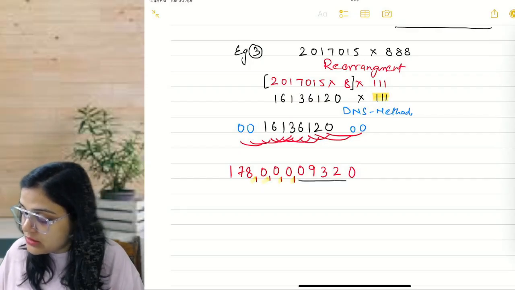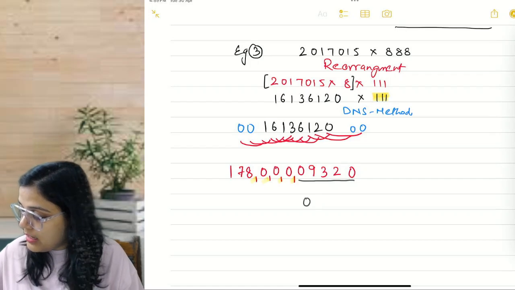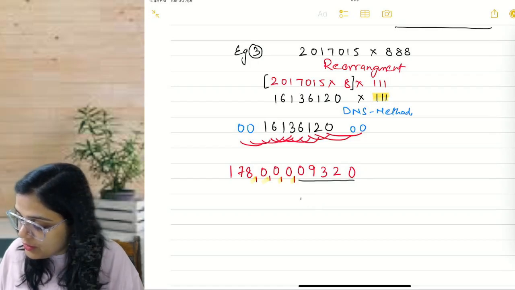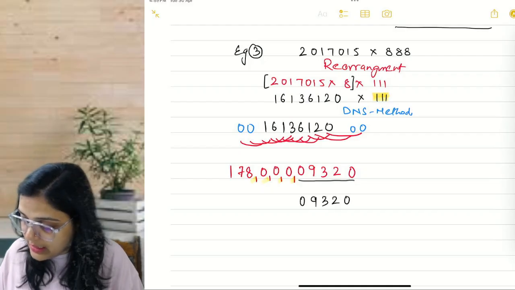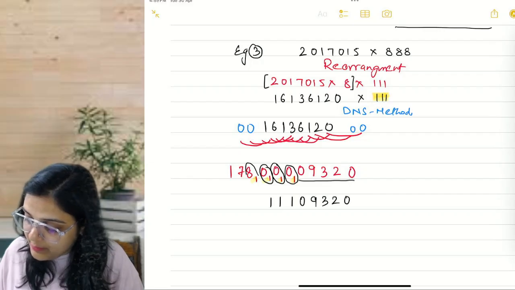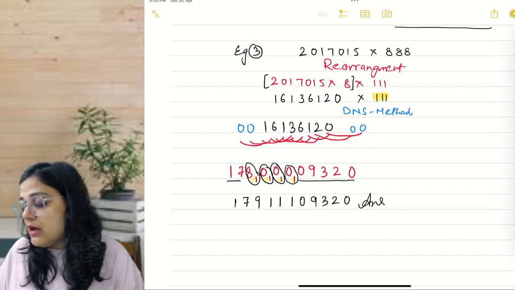Till this, all the digits will come down as it is. I have picked up the highlighter by mistake. So 0, 9, 3, 2, 0 will come down as it is. 1 plus 0 will become 1. 1 plus 0 will become 1. 1 plus 0 will become 1. 1 plus 0 will become 1. 8 plus 1 will become 9. And 7, 1 as it is. So this is my answer.